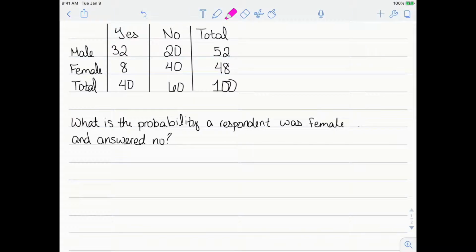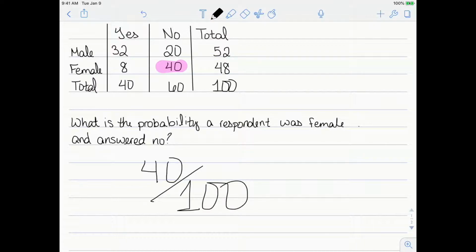This time I want to know what is the probability that a respondent was female and answered no. So I need them to be both female and to give a no response. So out of those, I have 40 total people who are both female and said no, out of a total of 100.